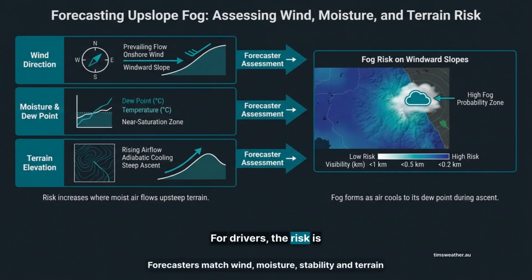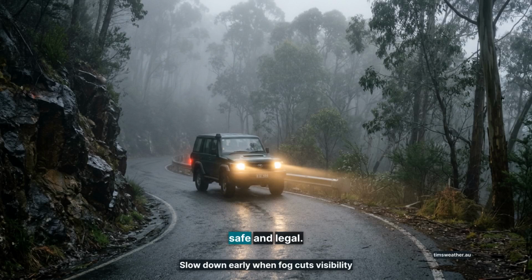For drivers, the risk is practical and immediate. Visibility can drop below 1 kilometre and sometimes much less over a short distance. Slow down before entering fog, switch to low-beam headlights, leave extra space, and avoid sudden braking. If visibility collapses, only pull over where it is safe and legal.